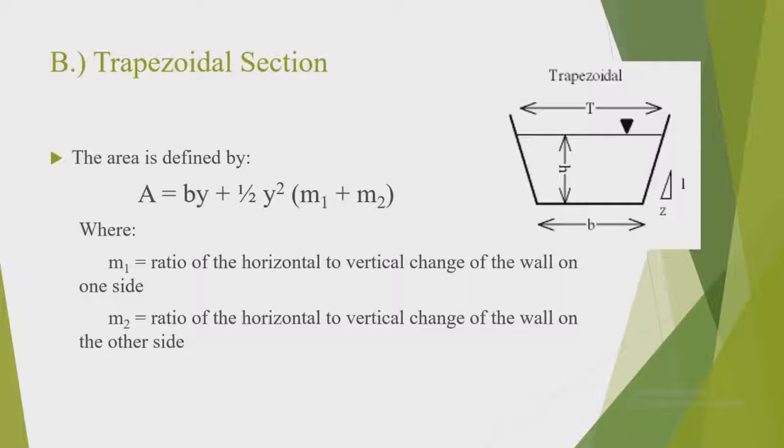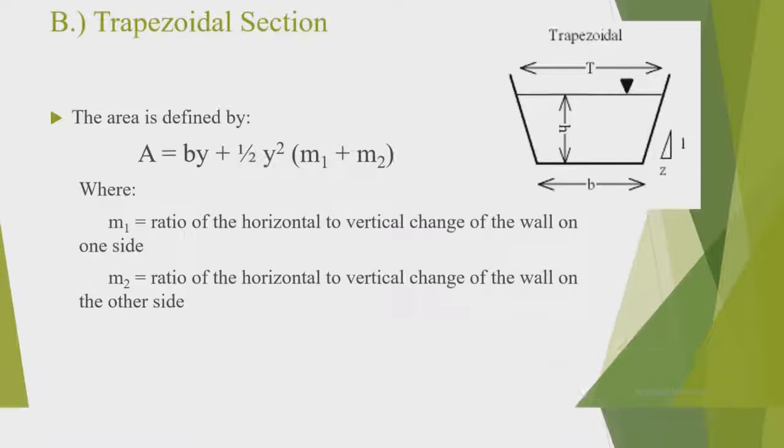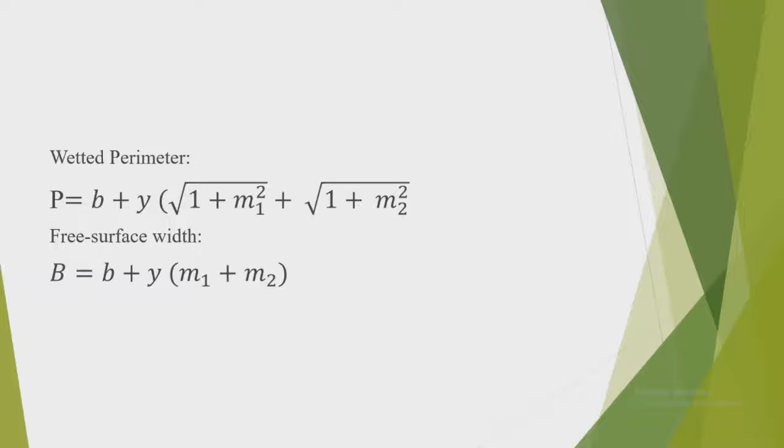We will go now to the trapezoidal section. Its area is defined by A equals BY plus 1/2 Y squared multiplied by m1 plus m2, where m1 is the ratio of the horizontal to vertical change of the wall on one side and m2 is the corresponding quantity on the other wall. Its wetted perimeter, or P, is given by the equation P equals B plus Y multiplied by the square root of 1 plus m1 squared plus the square root of 1 plus m2 squared. The free surface width B for the trapezoidal section is given by the equation B equals small b plus Y multiplied by m1 plus m2.